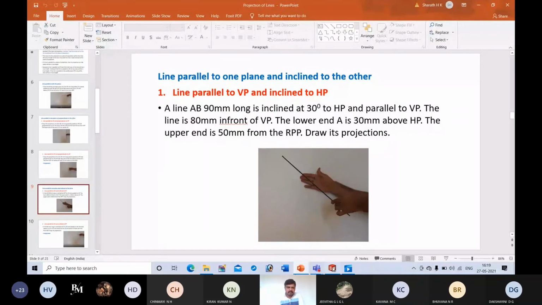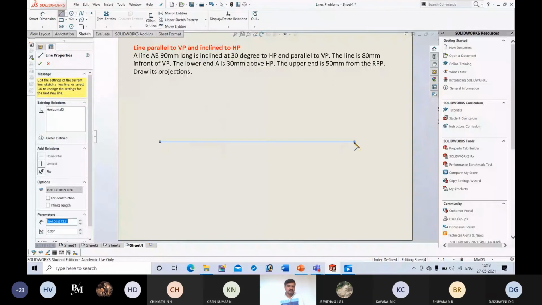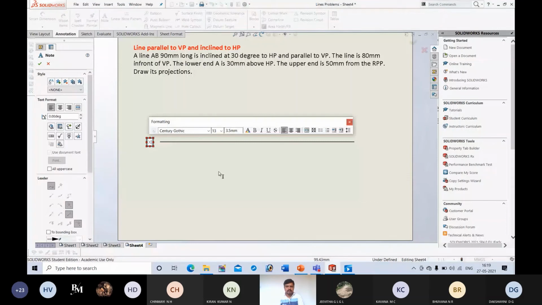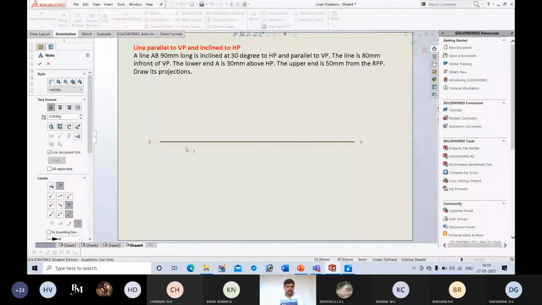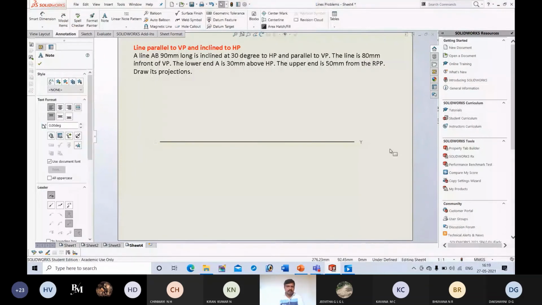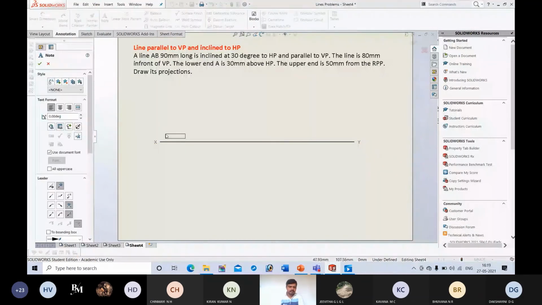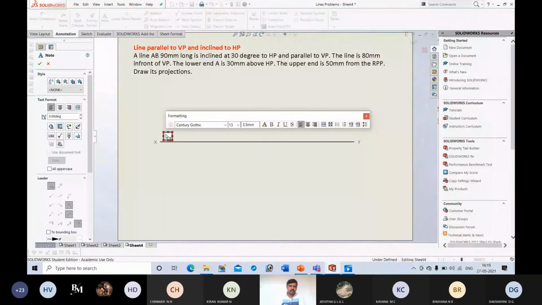So I will solve it on SolidWorks. Again, you should start by drawing the XY line. Then you should write HP and VP. This is the vertical plane and this is the horizontal plane.